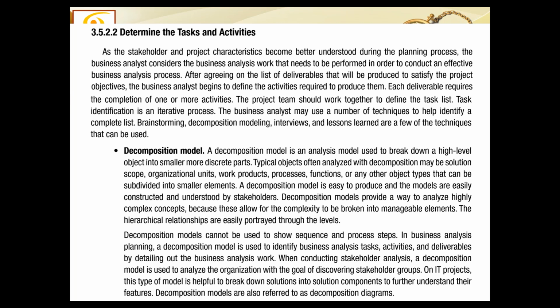So when conducting stakeholder analysis, a decomposition model is used to analyze the organization with the goal of discovering stakeholder groups. On IT projects, this type of model is helpful to break down solutions into solution components to further understand their features. Decomposition models are also referred to as decomposition diagrams.